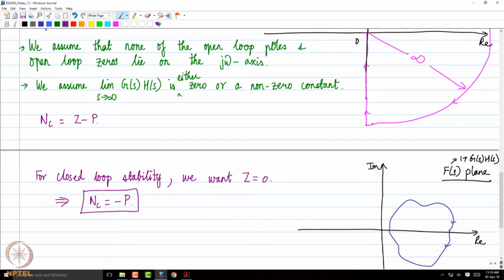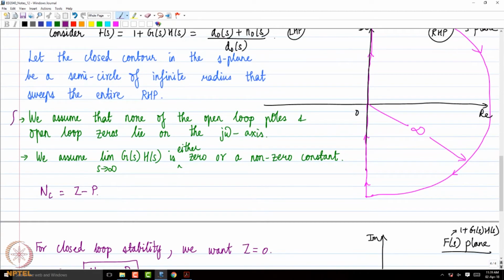What is P? P is the number of open loop poles which lie within this contour in the s plane. You know the location of open loop poles, since we are given an open loop transfer function. I know the value of P. But of course, there is an important assumption. We assume that none of the open loop poles and zeros lie on the j omega axis, because the mapping theorem states that the contour should not pass through any of the poles and zeros of that function f of s.